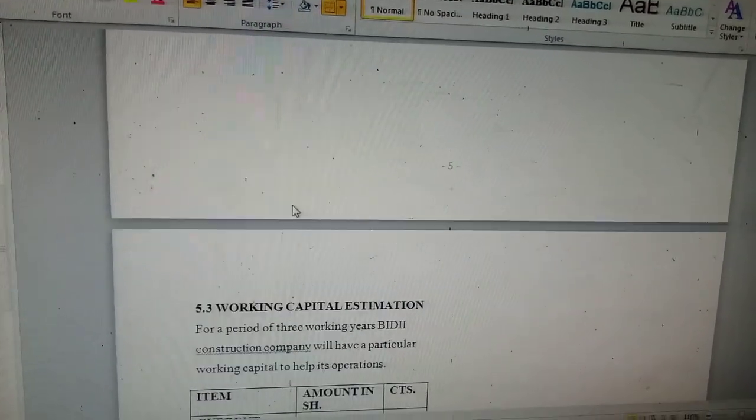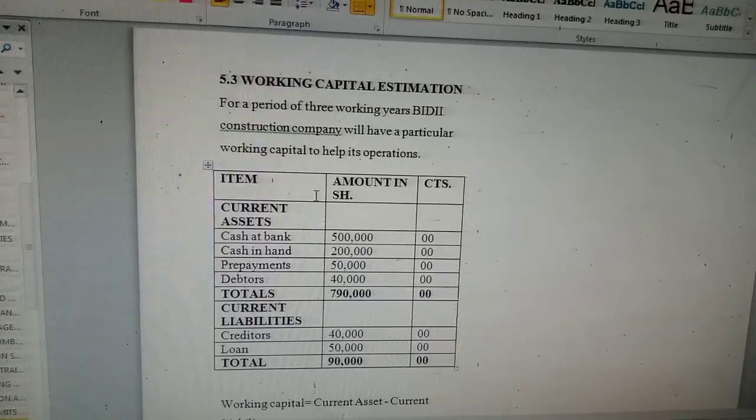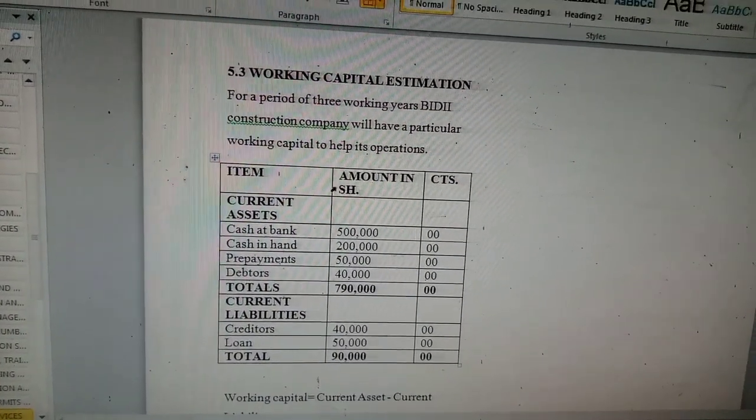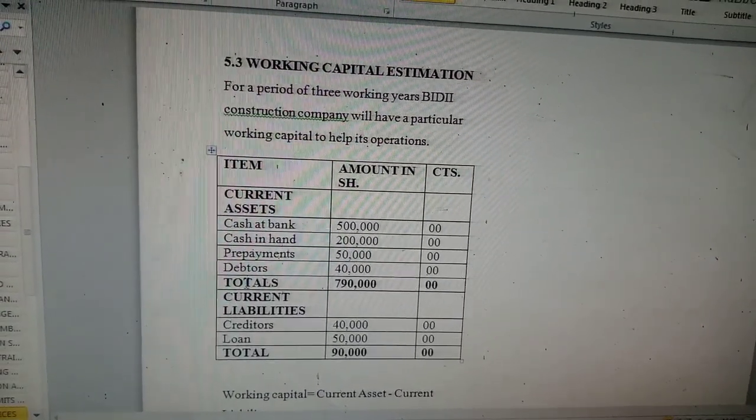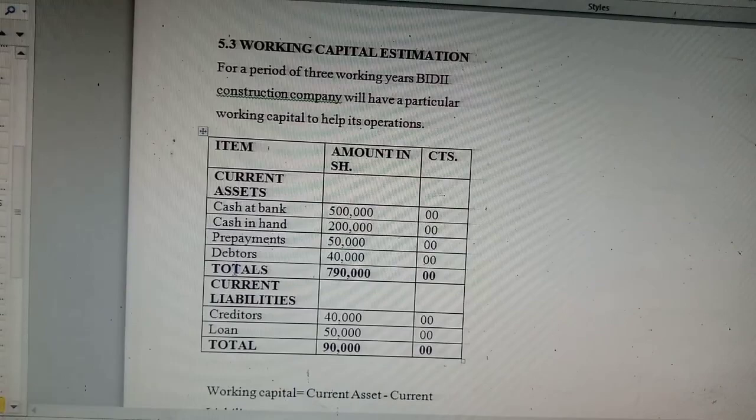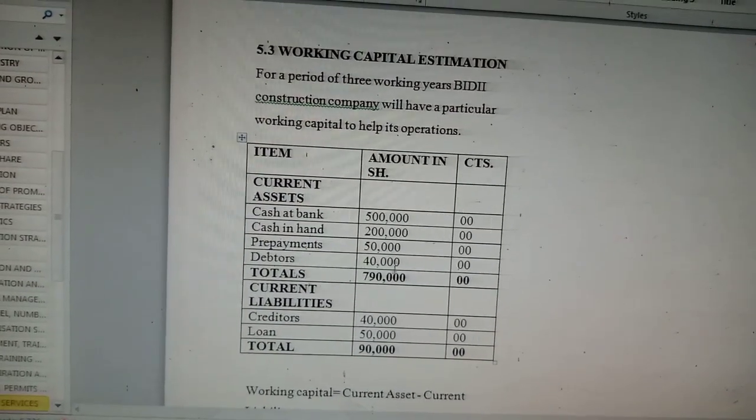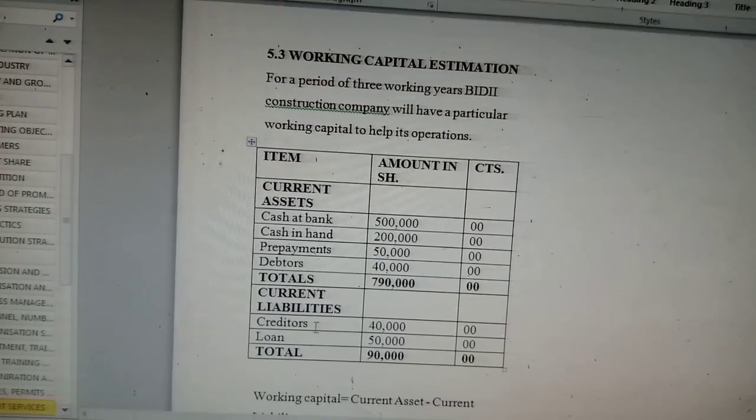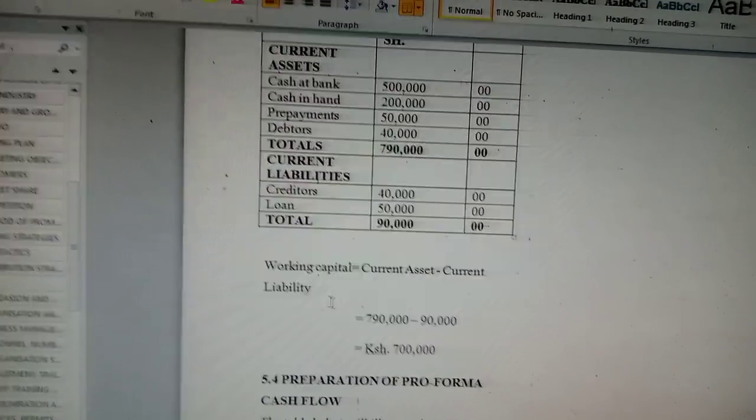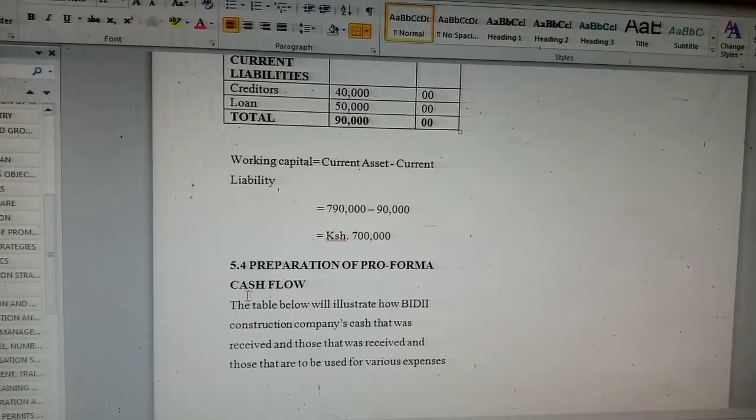Then after that, you'll have the working capital estimated, the capital that your business will spend. When preparing the working capital estimation, you'll have these items, the current assets, the total. Remember, the capital is estimated by the things that your business owns, not things that they do not own. So you'll have the cash in hand, cash at bank, the prepayments, the debtors, you'll have them listed. Then you'll need the current liabilities like the creditors, the loans, you'll also list them. Then you calculate working capital is equal to current assets minus current liabilities. That is the formula for getting the working capital. Mine was around 700,000, so that's the one I estimated.